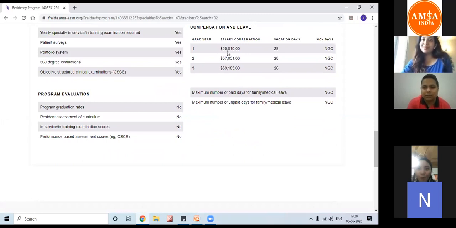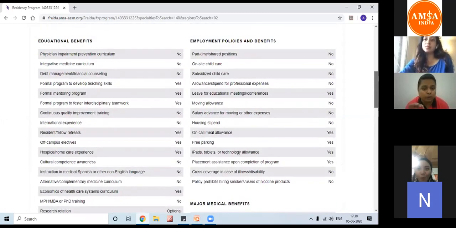Salary compensation is about $55,000 for the first year, $57,000 for the second year, and $59,000 for the third year, with vacation of 28 days. It also gives me some sick leaves and other things. So all of this is given over here. This is just one hospital that I have opened. There are 556 results only for internal medicine.